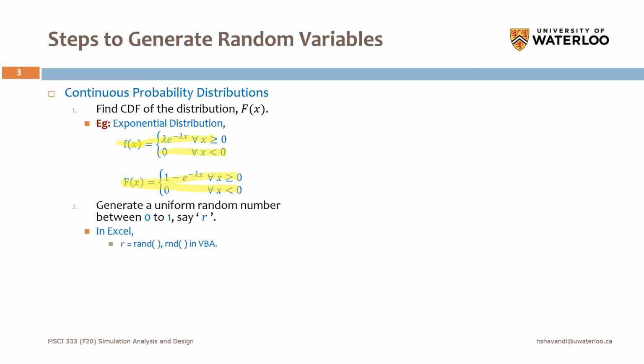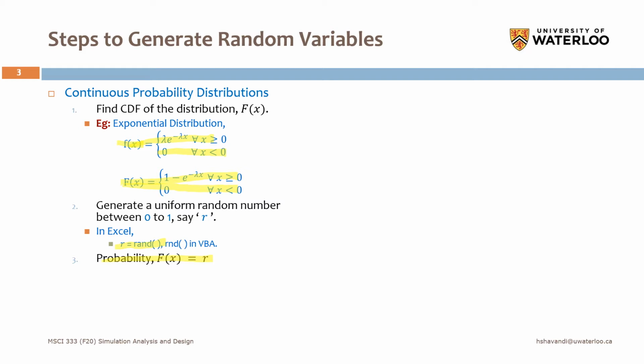The second step here is generating a random number. As you know, we can do this in Excel with the rand function. Let's call the generated random number r here. Now the third step is setting the equation of Fx, the CDF, equal to the generated random number. Then we solve this equation for x, and we obtain x, which will be our random variable from the exponential distribution.